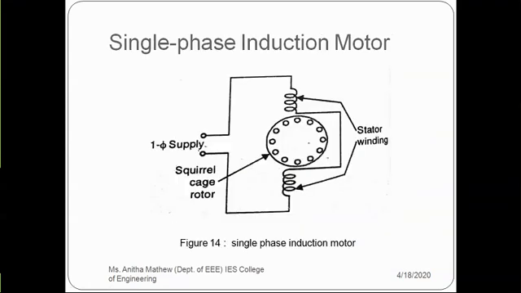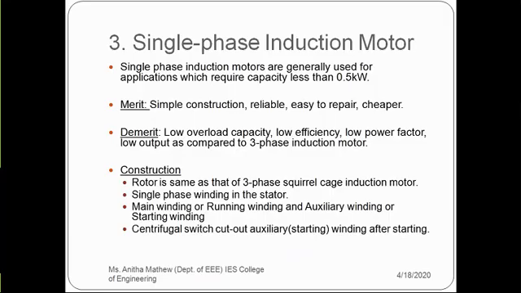Here, the single phase induction motor, the construction is almost similar to the three phase induction motor. We are using here squirrel cage rotor and stator windings are there as in the three-phase induction motor. But the main difference is that single phase supply is given in single phase induction motor, while three-phase supply is given in the three-phase induction motor. The single phase induction motors are generally used for applications which require capacity less than 0.5 kilowatt.